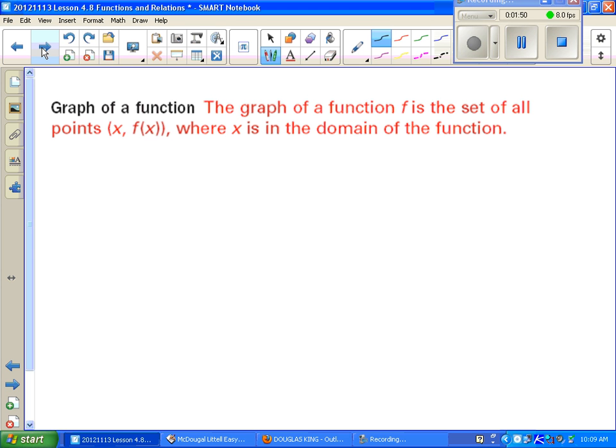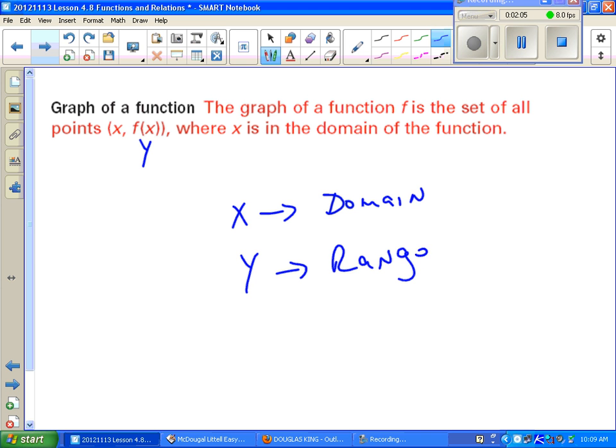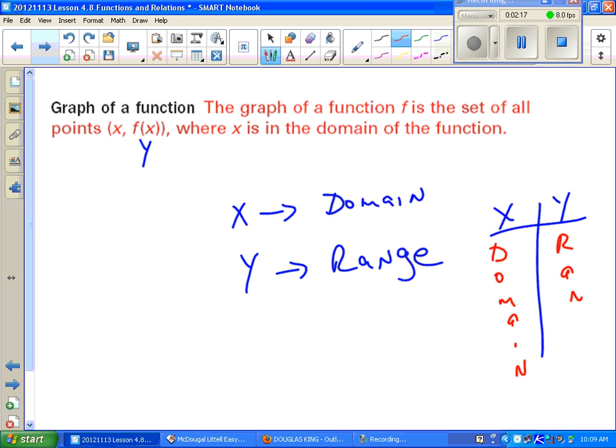Notice it says F and then F of X, where Y would normally be, where X is the domain. So your X values, those are your domain, or each of those is your domain. Y is considered the range. X is the domain, Y is the range. So when you're looking again at an XY input output chart, these are your domains right here. And this is your range. Domain and range.